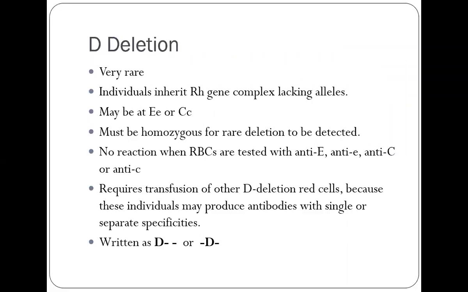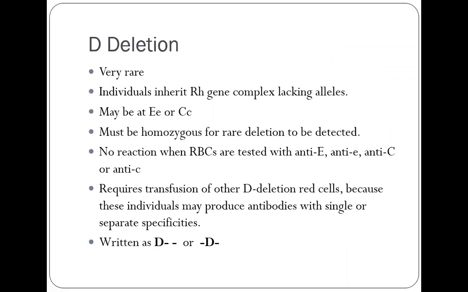But here's another situation where we'd also have a null phenotype, and this is known as a D deletion. This is a very, very rare Rh phenotype that demonstrates no reactions when the red cells are tested with any of the 5 reagent antisera that we talked about: the anti-big E, anti-little e, anti-big C, and anti-little c. Basically, genetic material has been deleted or rendered non-functional. The red cells that lack the big C, little c, big E, and little e antigens demonstrate very, very strong reactions with D antigen activity.